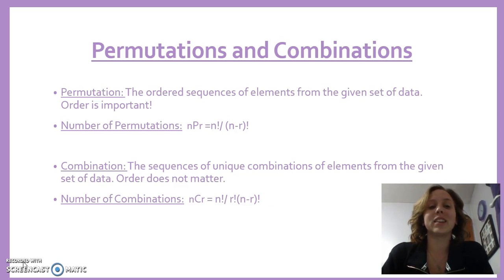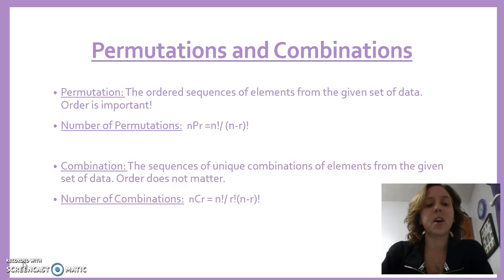Alright, so next is permutations and combinations. A permutation is an ordered sequence of elements from the given set of data. In permutations, order is very, very important. The number of permutations can be seen in your calculators as nPr. The formula for it is n factorial over n minus r factorial. You can also do this in the calculator, which we will cover later.